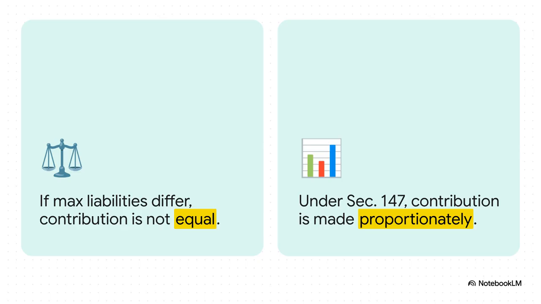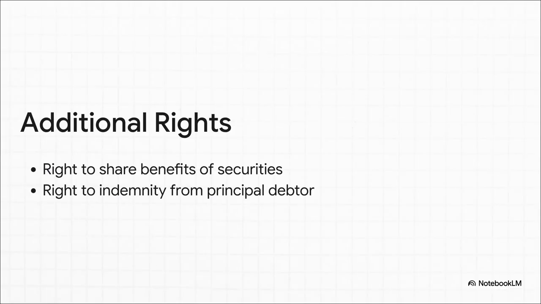They don't just split that equally here. Because they undertook different maximum liabilities, that 30,000 rupee debt is shared proportionately based on their individual limits. You must explicitly state this proportionate sharing rule for Section 147 to get full credit. Please copy these remaining rights down precisely. Number 3, right to share benefits of securities. And number 4, right to indemnity.